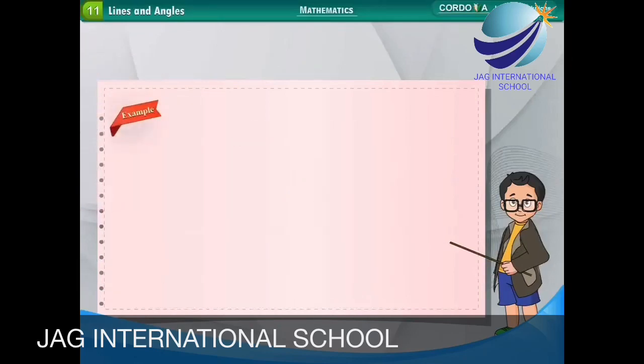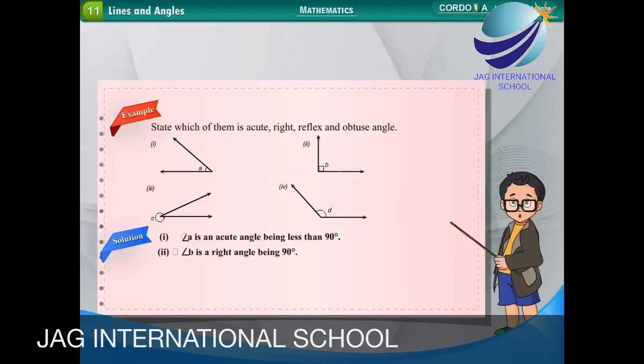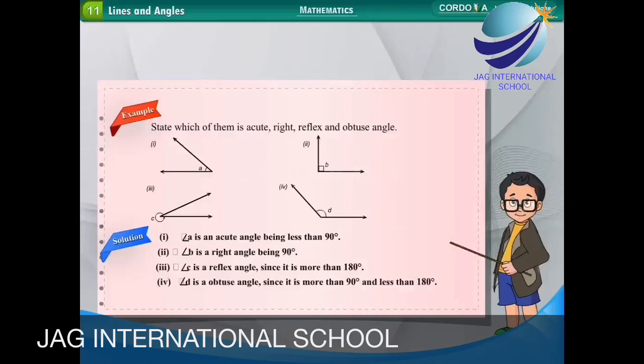Example. State which of them is acute, right, reflex, and obtuse angle. Solution. Angle A is an acute angle, being less than 90 degree. Angle B is a right angle, being 90 degree. Angle C is a reflex angle, since it is more than 180 degree. Angle D is an obtuse angle, since it is more than 90 degree and less than 180 degree.